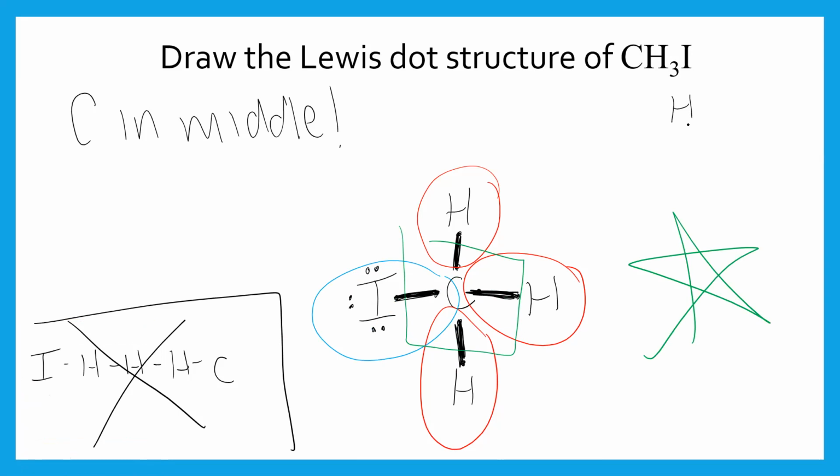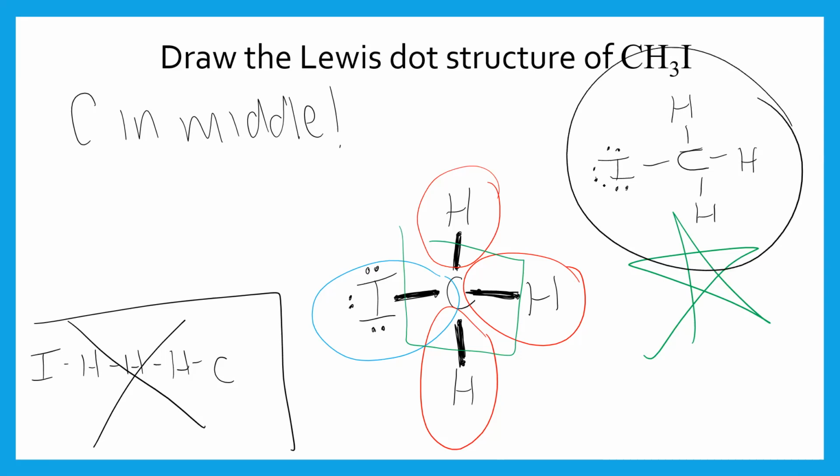So I'm just going to redraw it. H, C, H, H, I, and then I have to put those pairs back on because they were happy together. This is your final answer. But like I said, you can have the I on the other side with it swapping the H's. You could have the I on the bottom swapping H's or on the top. It doesn't matter as long as C is in the middle.